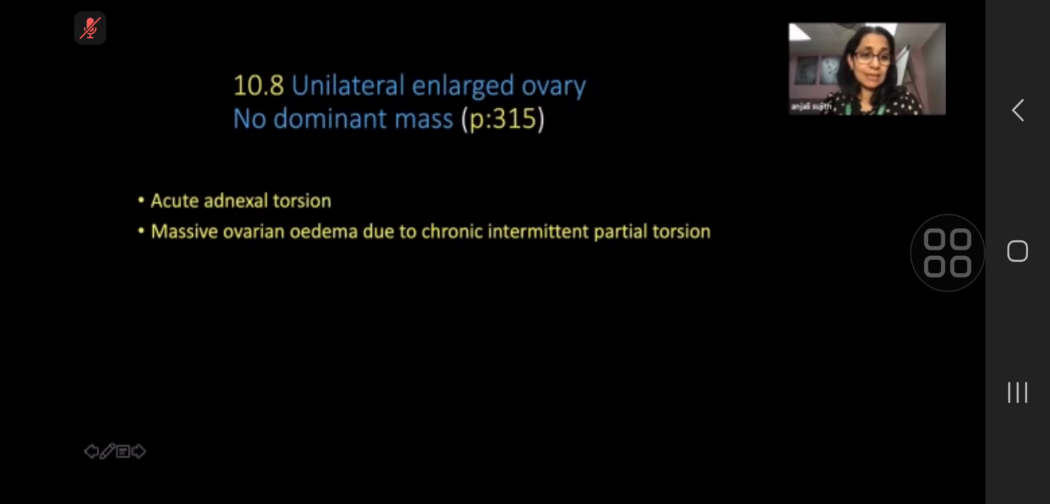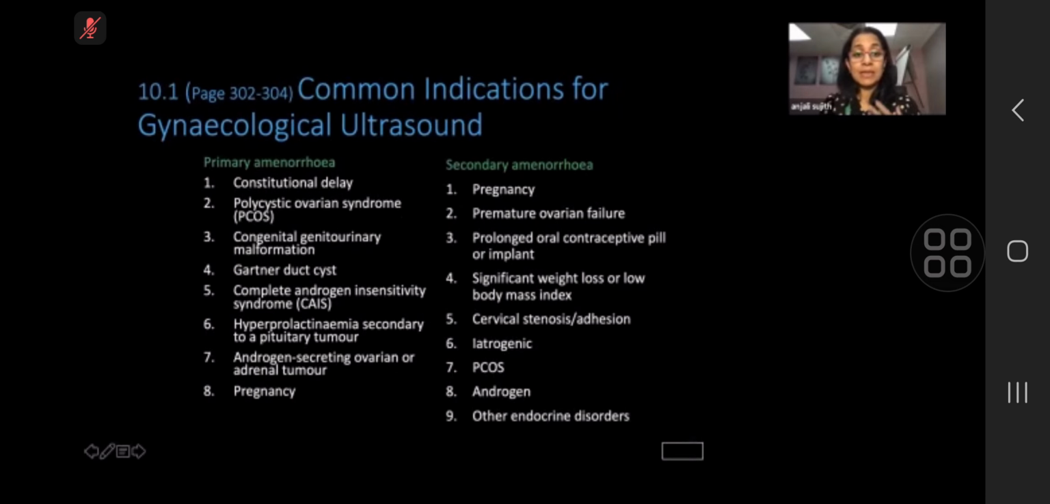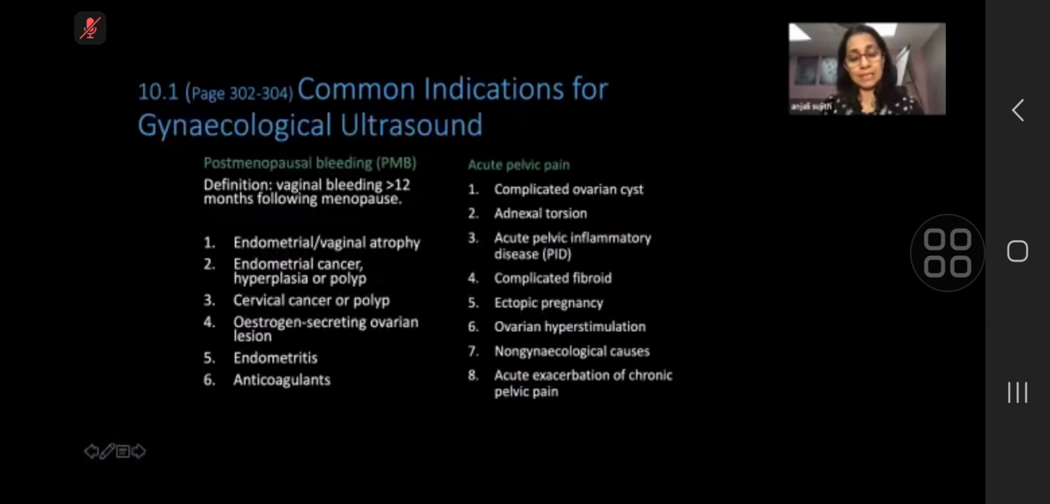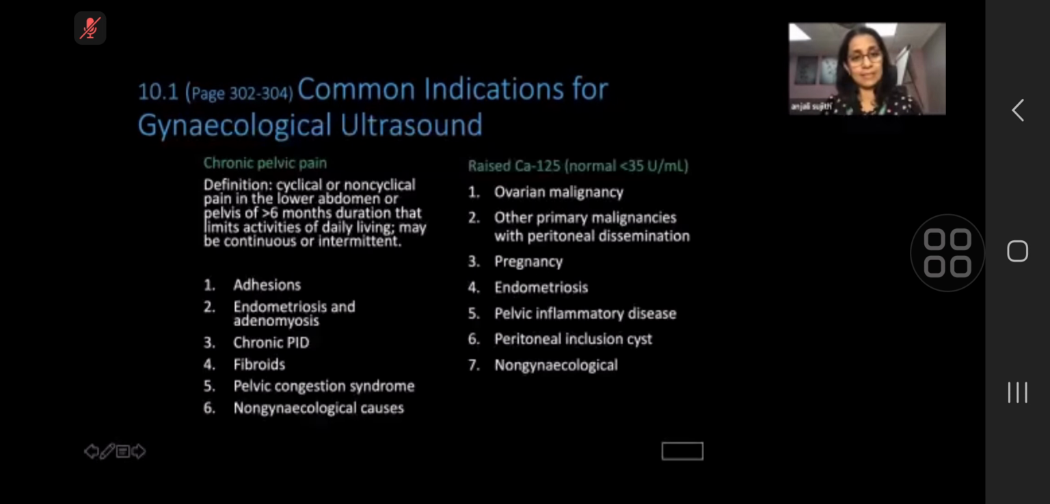So these are the differentials. Unilateral enlarged ovary without any dominant mass, the differential is always torsion, either acute or chronic intermittent partial. You may be given cases, and when the examiner gives you a case, they'll give a short history. From my experience, the examiners do not waste words. So the short history, however short it may be, may be a clue that can guide you to the diagnosis. Chapman actually summarizes the different pathologies based on the presenting symptoms. So it's good to be aware of the presenting features in various pathologies.